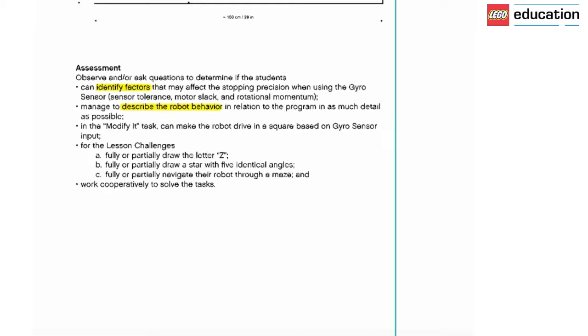Can we manage to describe robot behavior in relation to the program in as much detail as possible? And in the modify it task, can we make the robot drive in a square based on the gyro sensor input? Now, in the lesson challenges for this particular lesson, can you fully or partially draw the letter Z? Can you draw the star? And the one that I did, can I fully or partially navigate the robot through a maze?